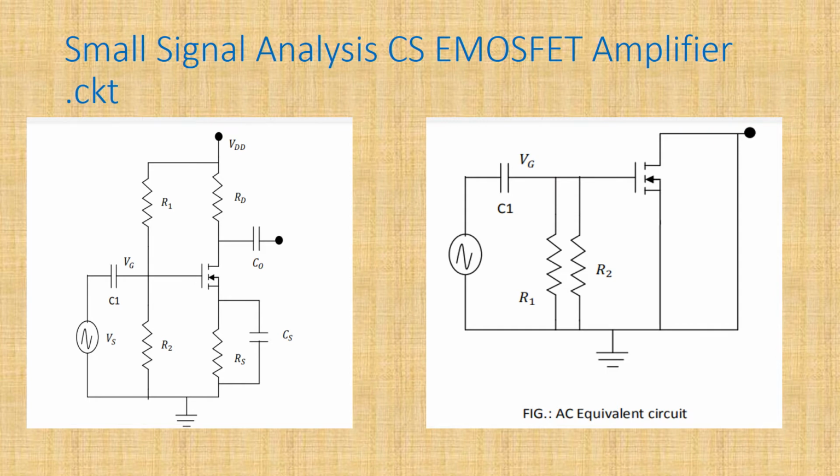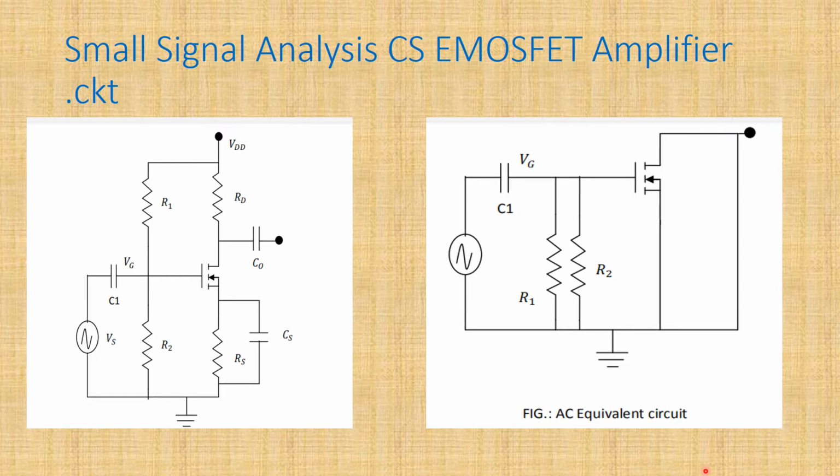So let us see a common source small signal amplifier analysis circuit. Here you can see the complete circuit drawn over here, and this is an AC equivalent circuit wherein the DC voltages are short circuited and all the capacitances are open circuited.